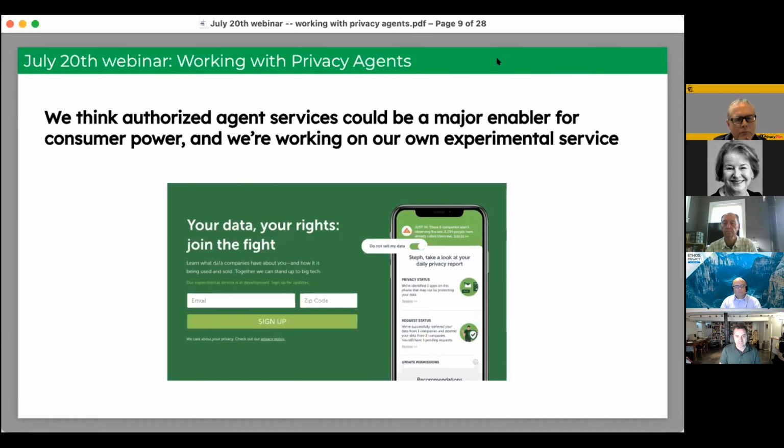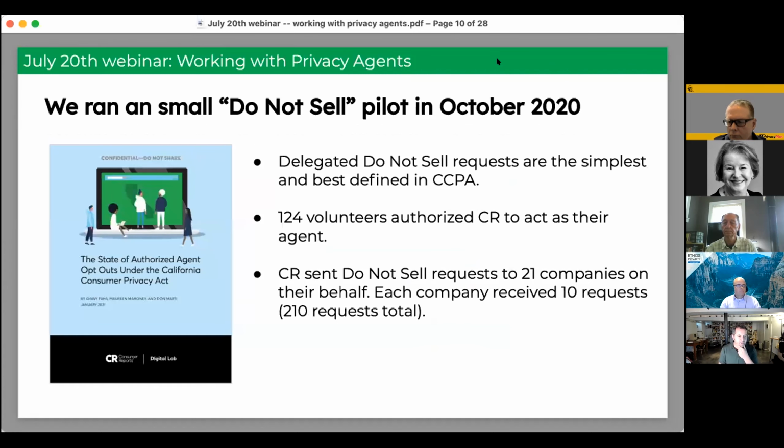I wanted to share that because we're doing a lot of research that's dual or triple use. So we're doing research to understand the state of the ecosystem, to advise regulators on how they could make these rights more useful for consumers, and to inform how an organization like Consumer Reports, which is a nonprofit, might offer a service like this that would be useful to consumers. So I just wanted to be clear about that. We've run small pilots in which we have become an authorized agent. So the first one we did was in October of last year.